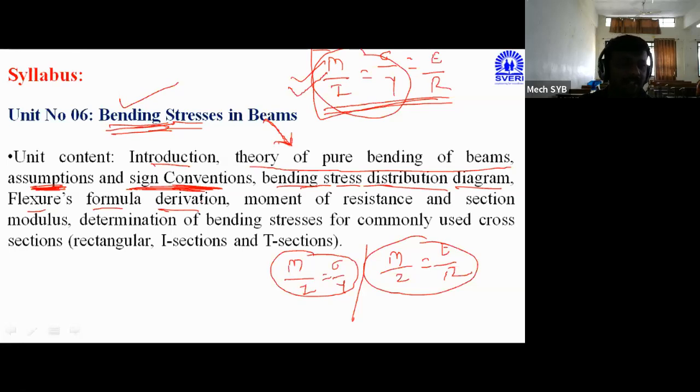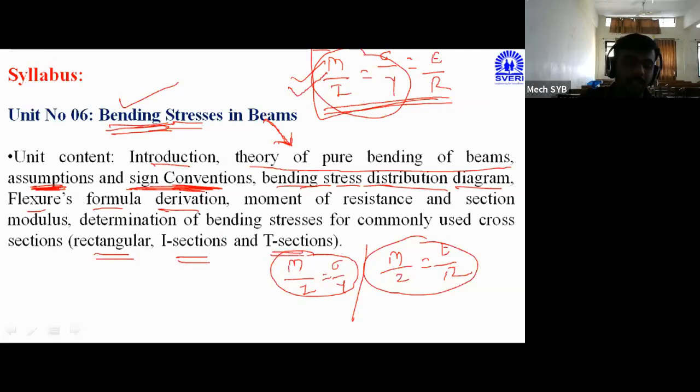ह्या 4 स्टँडर्ड केसेस आपल्याला आहेत ज्याच्यावर आपल्याला न्यूमेरिकल सॉल्व्ह करायचे आहेत. In this particular chapter we are not going to study overhanging beam, continuous beam, fixed beam. This we will not study in this particular chapter number 6. And along with this we have to do the calculation of various sections. मग त्याच्यामध्ये कुठला, रेक्टँग्युलर सेक्शन, I section and T section.